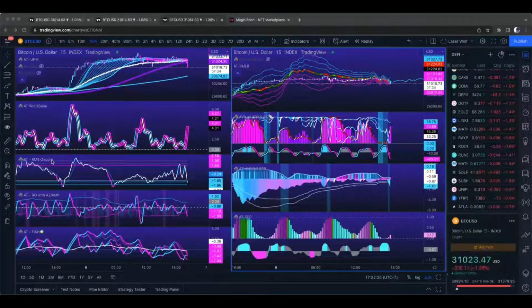Goodness gracious. It's awesome having an infinite supply of exit liquidity for our low time frame volatility trades.